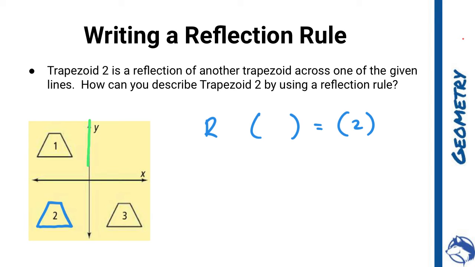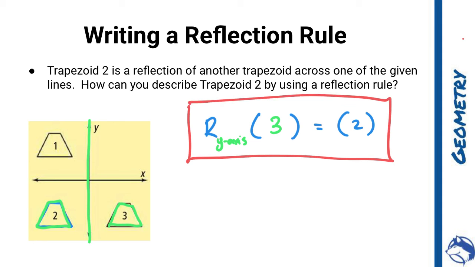So what if I did this one? 3 over that. It looks like it's going to line up and be right there. So reflection over the y-axis of 3 has to be equal to 2. And so that's how I would write my rule. In general format, remember it's always R_m. What you're reflecting, so this would be the pre-image, is equal to our image.